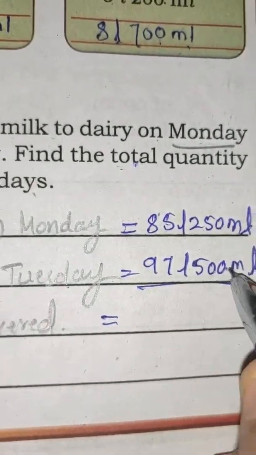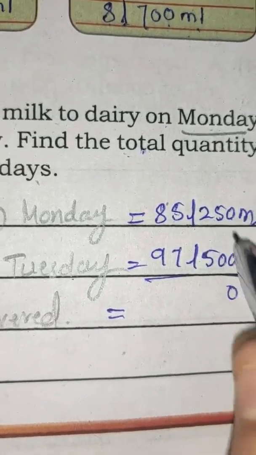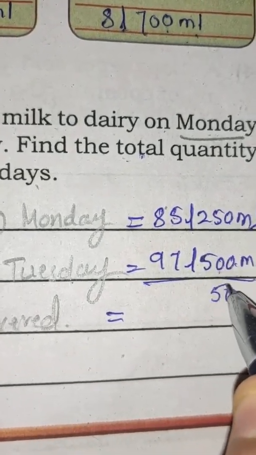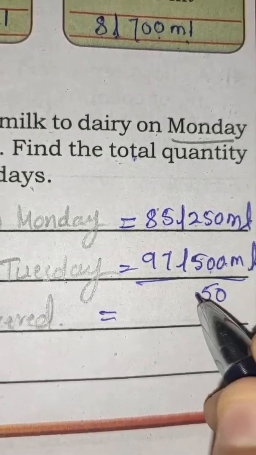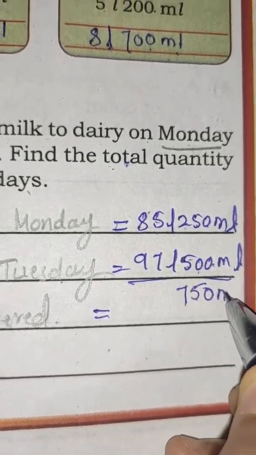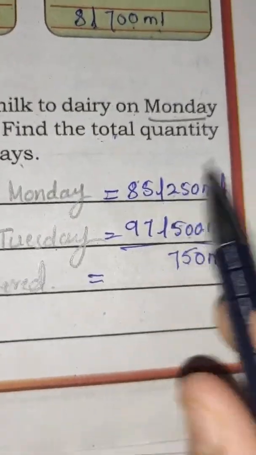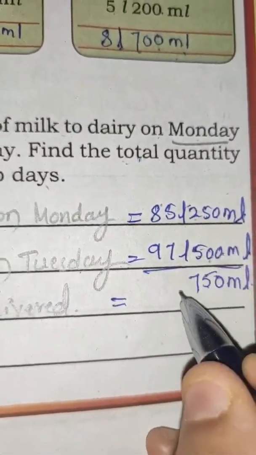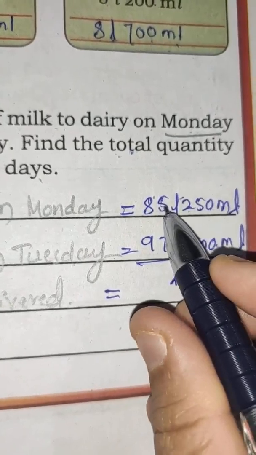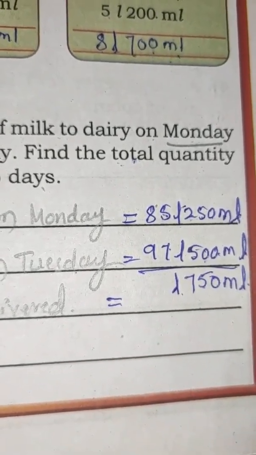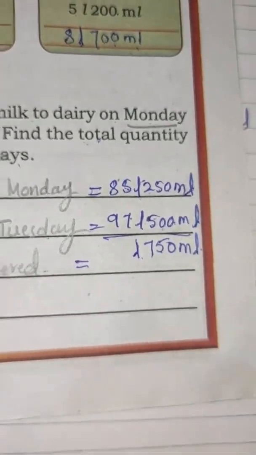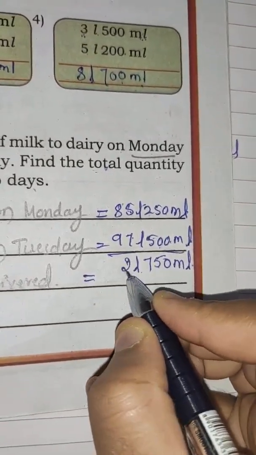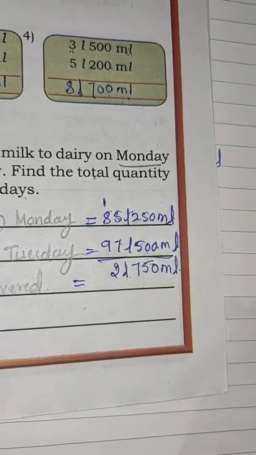So here 0 plus 0 is 0. 5 plus 0 is 5. 2 plus 5 is 7. So 750 milliliter. Then come to the liter. Okay, so we'll write L, liter. 5 plus 7 is how much? 5 plus 7 is 12, isn't it? So we'll write 2 here and the 1 will carry over to the next place.